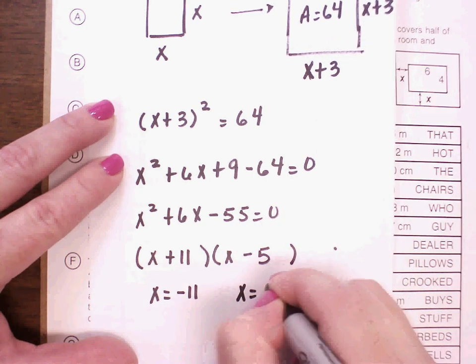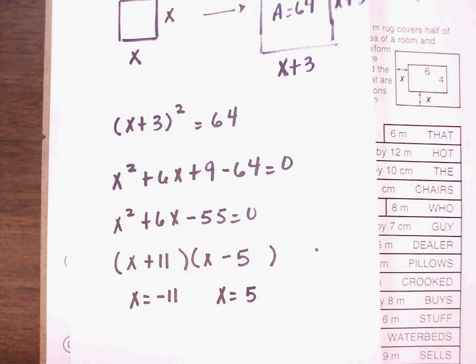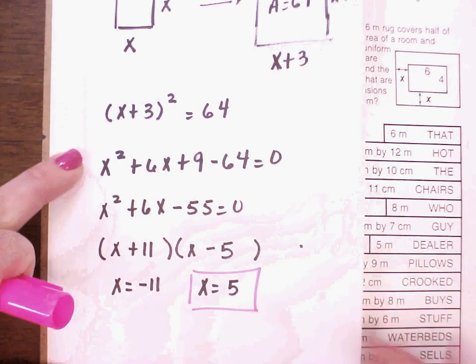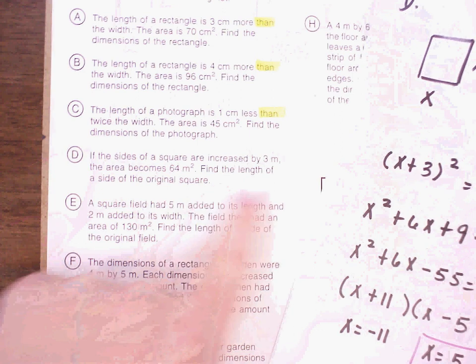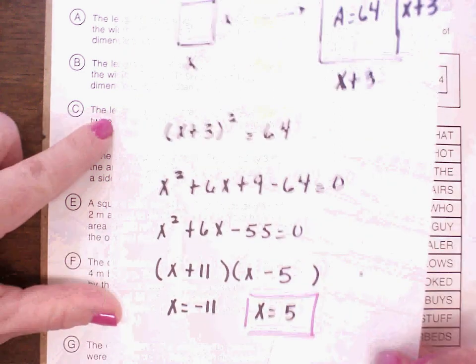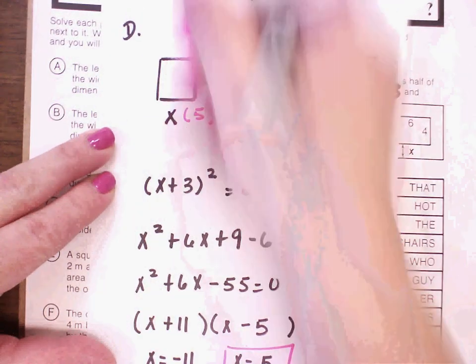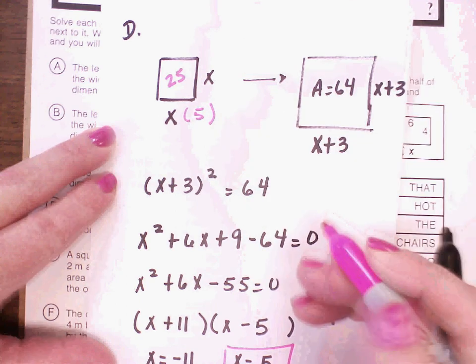Stop talking. All right, so what is it asking me to do? Find the length of a side of the original square. Well, the original square was 5. What area did it have? 25. Thank you. It had an area of 25. All right, E, go. As a group, go.